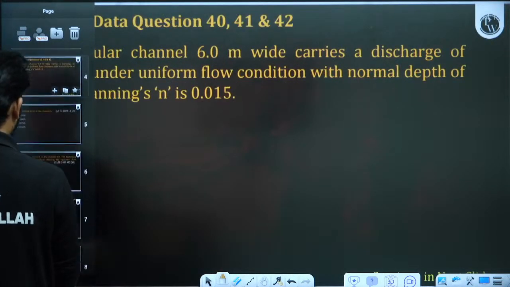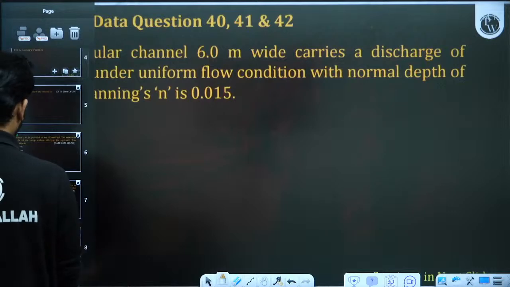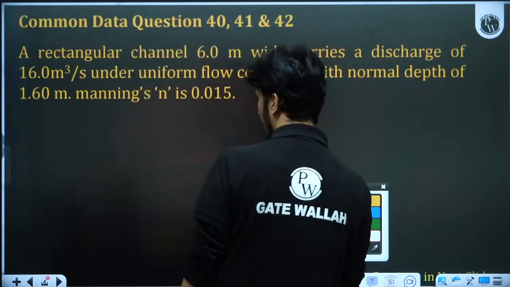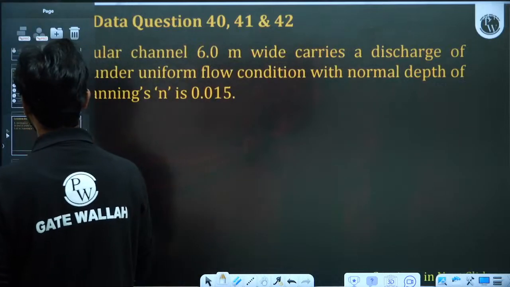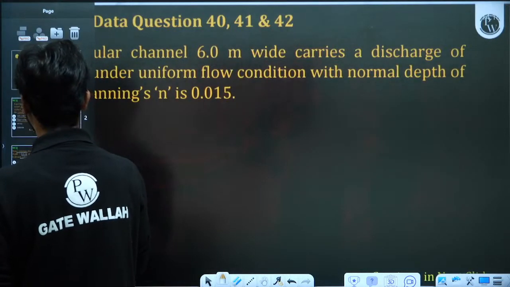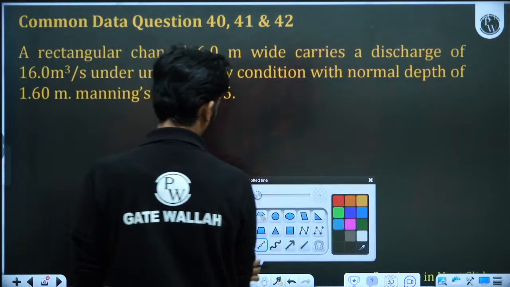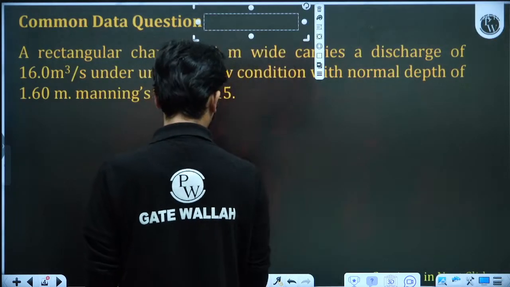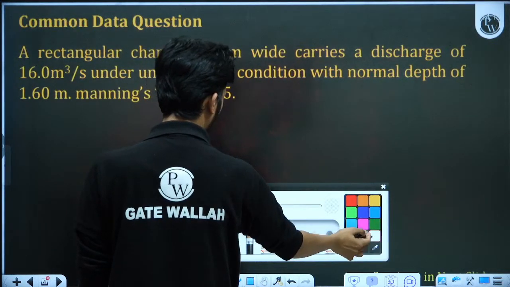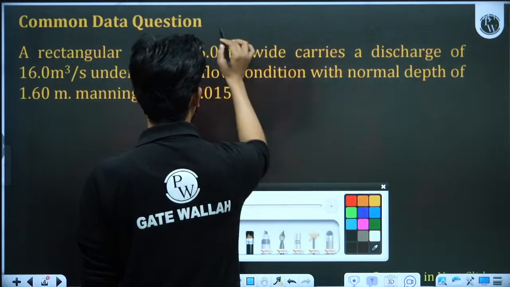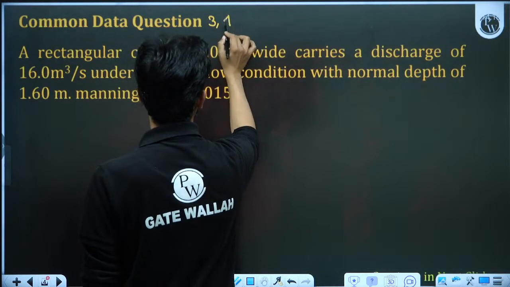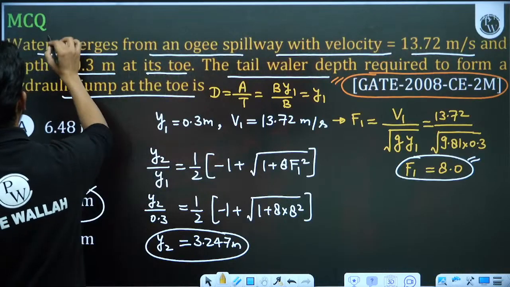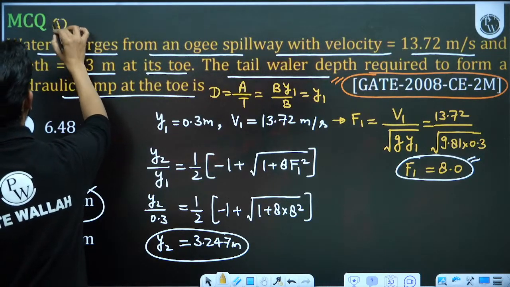So continuously we are having 3 questions now. The question numbers we can say are 3, 4 and 5. Question number 40, 41, 42 was in our book, that is why it was written. So for the next 3 questions, this was question number 1, this was 2.